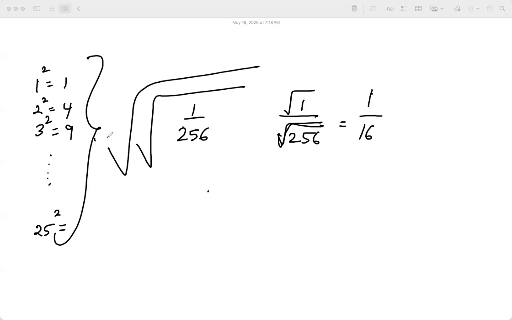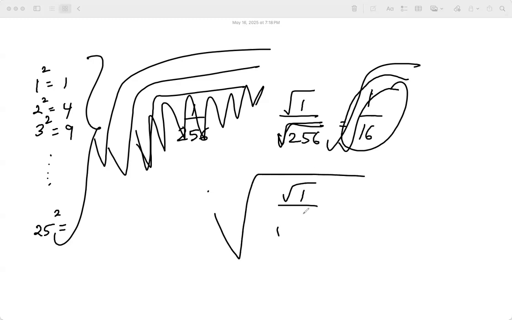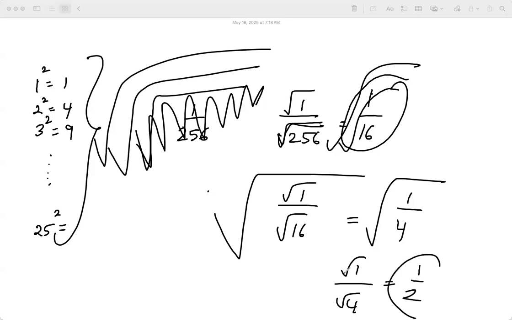Now, if you have things like this, this is done. I finished this, right? Then one more, two more are there. So I will try to solve this. Square root of 1 divided by square root of 16 is equal to square root of 1 by 4. Again, that can be split as square root of 1 by square root of 4, which is 1 by 2. This is your way of solving it.